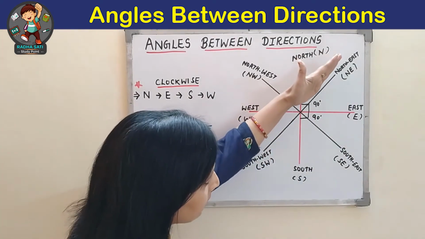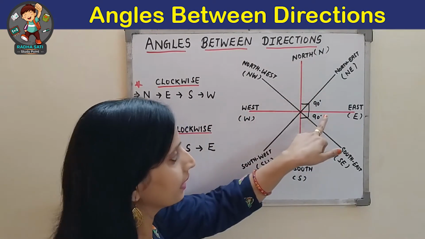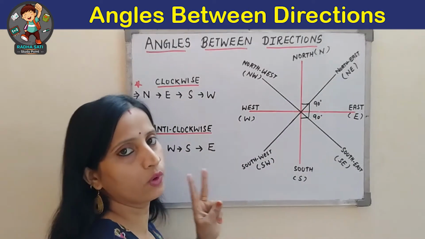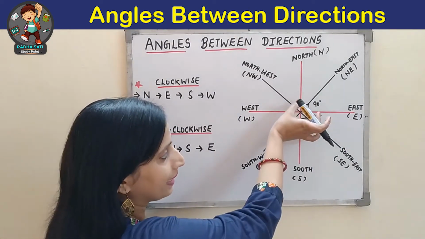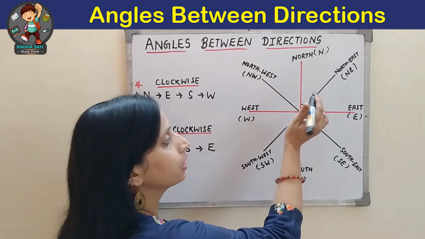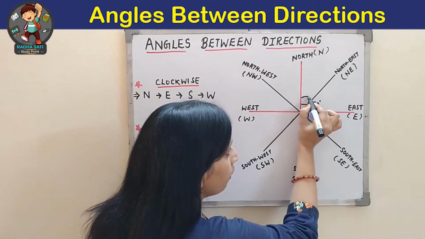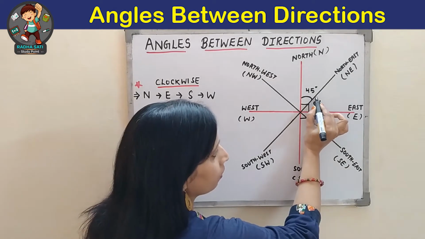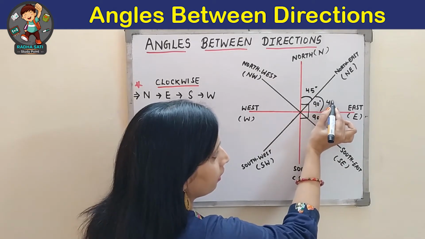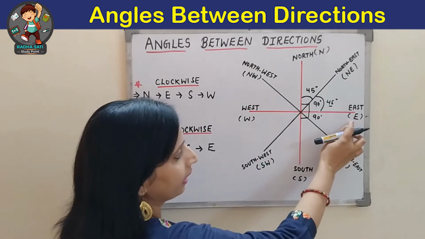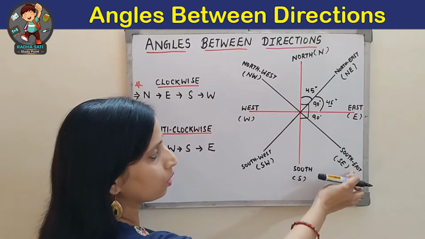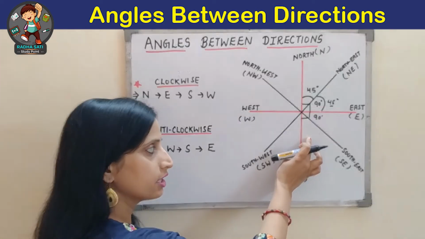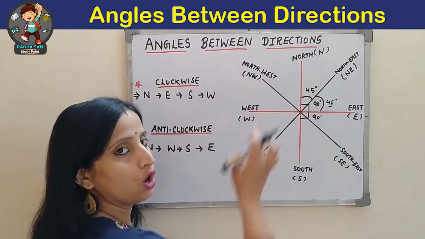Now the intermediate directions are just between these two directions. That's why this line is dividing this angle into two equal parts. It's bisecting this angle, so each angle will be 45 degrees. Similarly, here the angle between east and southeast will be 45. Similarly, 45 and so on.